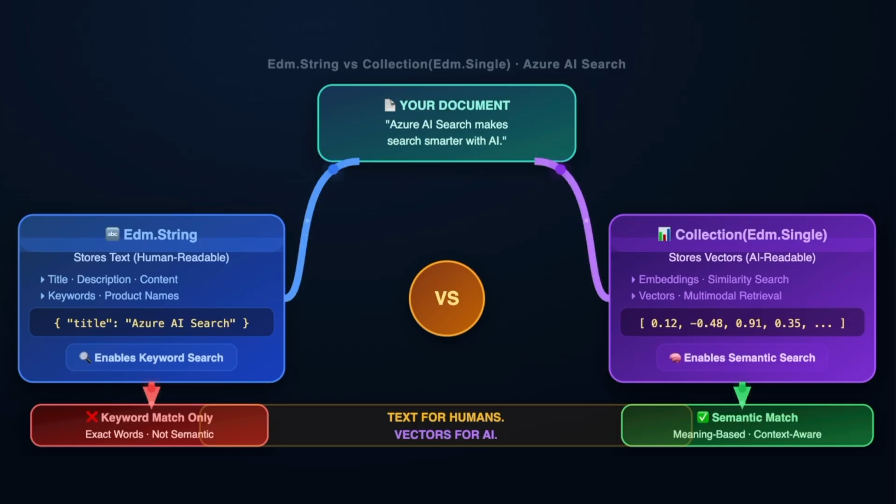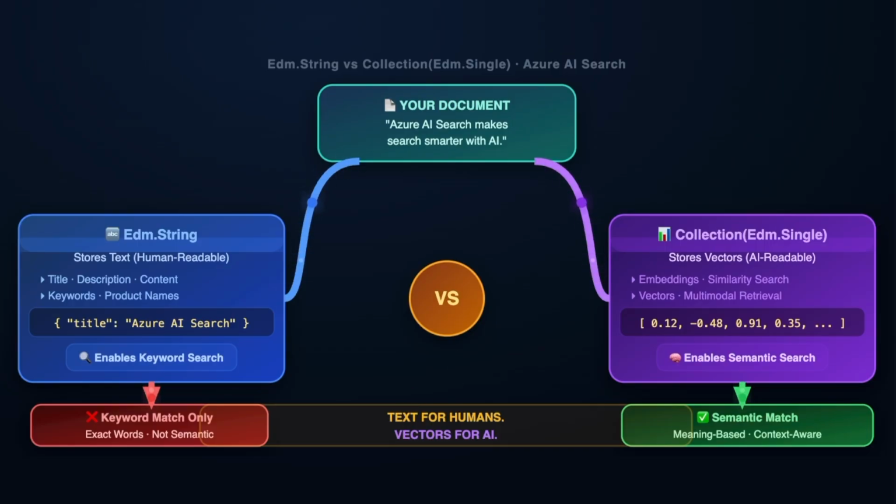And here is the rule I want you to take away from this video. Text for humans, vectors for AI. If a field contains words people read, use Edm.String. If a field contains embeddings an AI model generates, use Collection(Edm.Single). That's the whole thing. It doesn't matter how smart your AI model is or how good your search index is. If you put your embeddings in the wrong field type, vector search will not work. This is one of the most common mistakes I see in Azure AI Search implementations. Now you know how to avoid it.